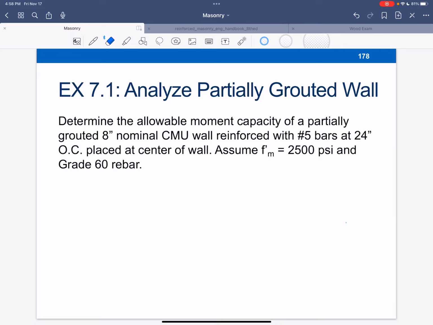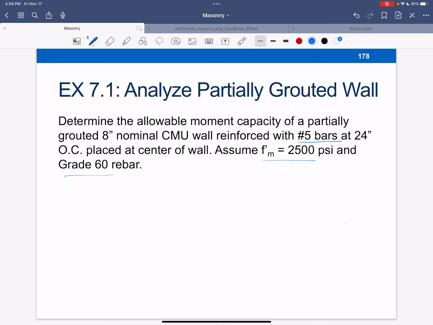All right, let's do an example problem here. This is very similar to the one we did for a grouted wall. The difference is that we're going to use number 5 bars at 24 inches. It's still an 8-inch block. The bars are spaced at 24 inches, which is a multiple of 8. Great. And I'm going to look at the chart with 2500 psi, grade 60 bar.